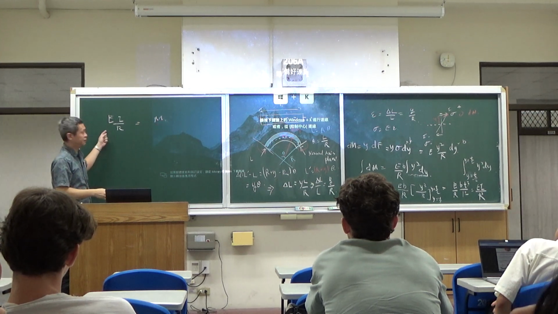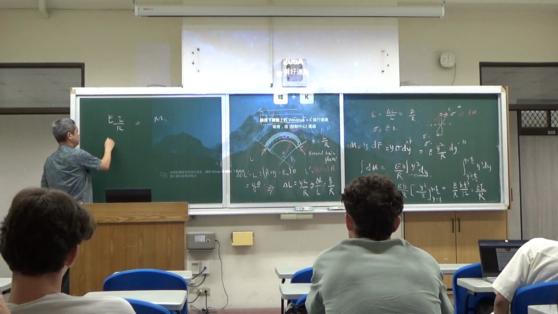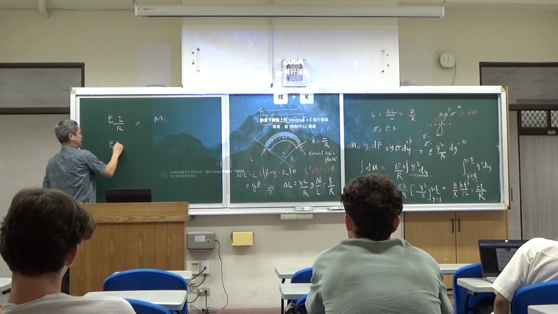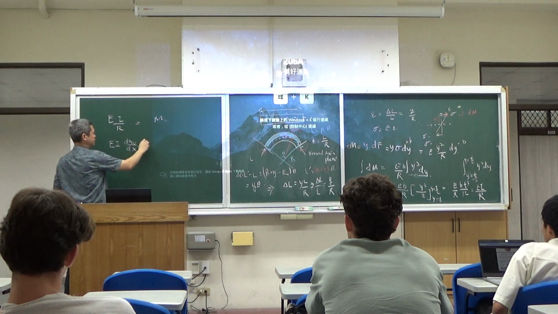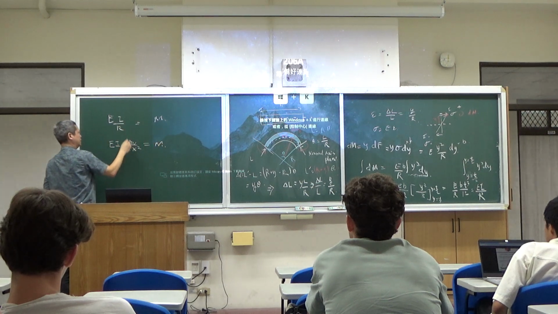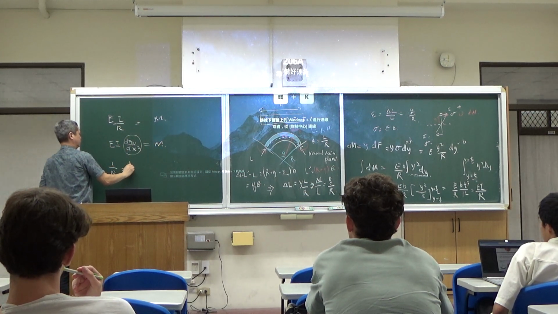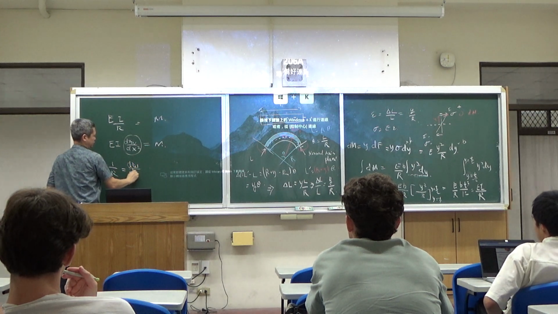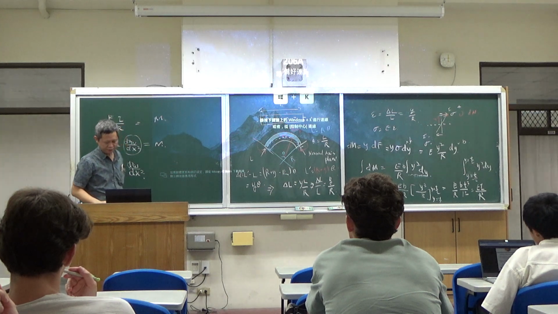But in the mechanics of material, you don't write it this way. You write EI times the second order derivative of the deflection, the second order deflection gradient, equal to the moment. What is this? This is 1 over R, the second order derivative of the deflection with respect to the displacement.